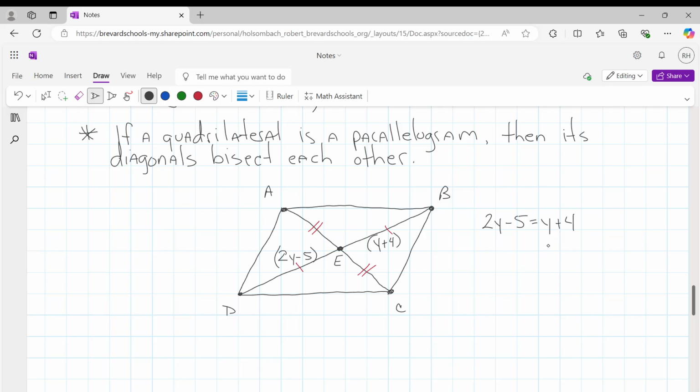So subtract y from each side. So 2y minus y is y minus 5 is equal to 4. And then add 5 to each side. So y is equal to 9.